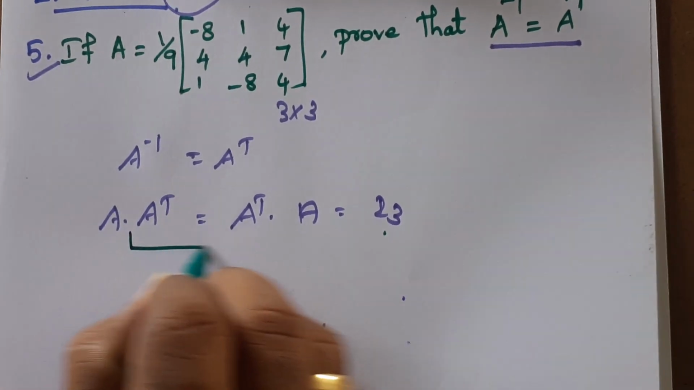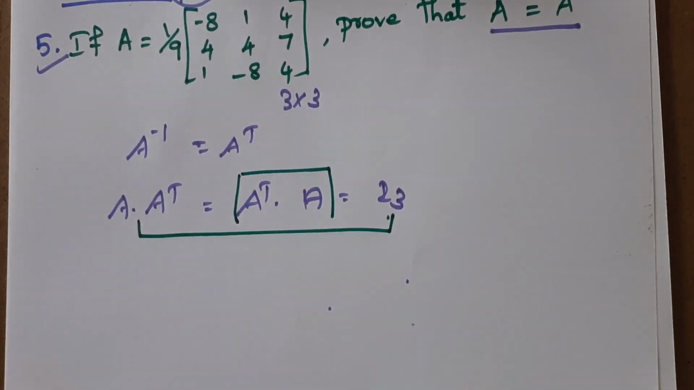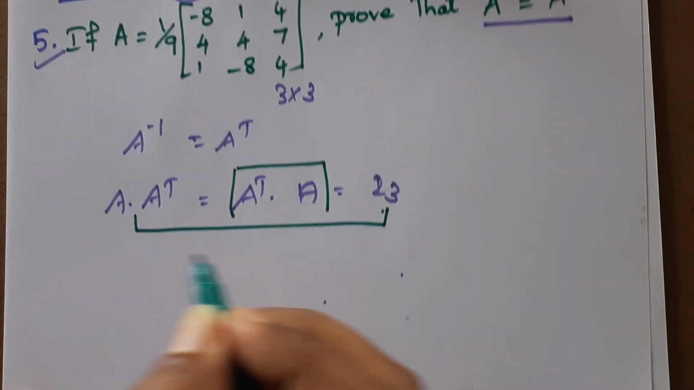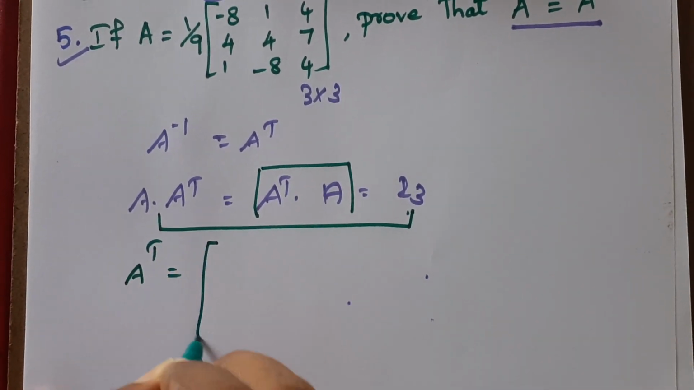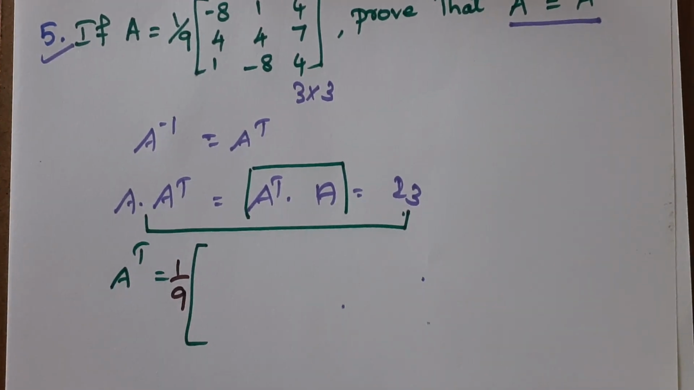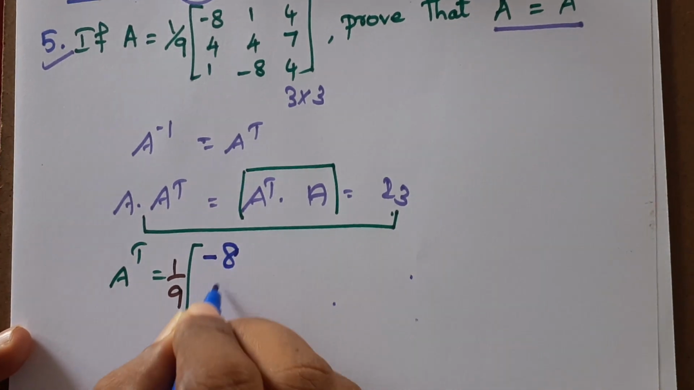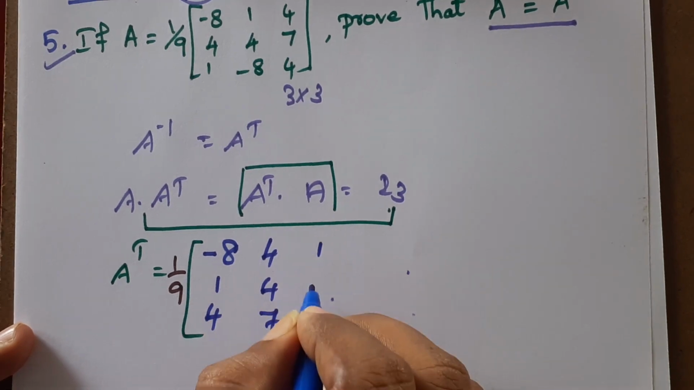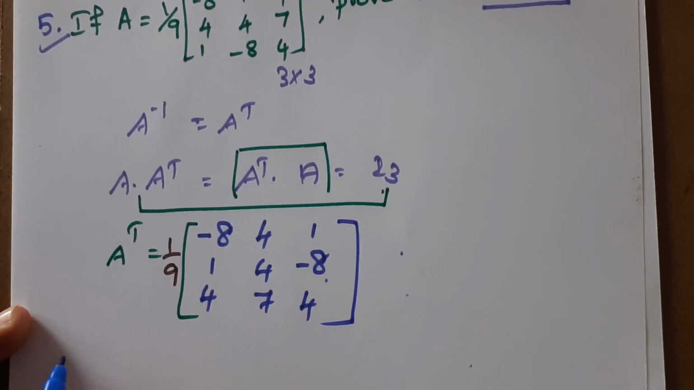Once first and last are equal, definitely we can say the second term will also be equal. So now I am proving the first and third condition. Before moving to prove, first we need A power T. So what is the value of A? 1 by 9 constant, then for the remaining terms, rows should be written as columns: minus 8, 1, 4, 4, 4, 7, 1, minus 8, 4. This is our transpose of A.